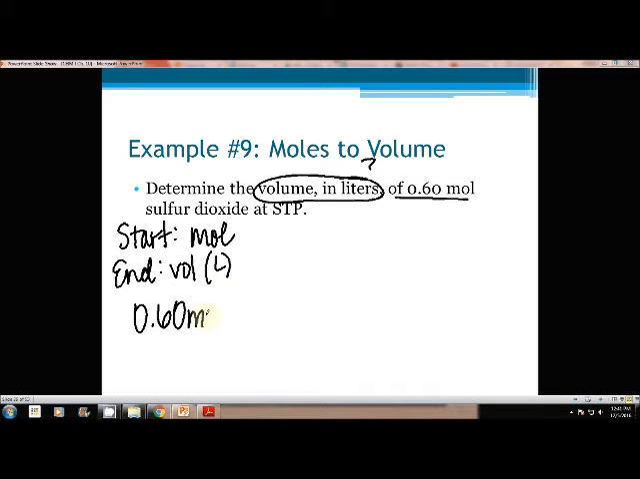0.60 moles over 1. Okay. And then we look to our mole map to figure out what comes next. So Thomas and Chase, when I'm looking here and I'm starting in the mole circle and going up to volume, which arrow do I use on the mole map? So I use the 22.4 on top. Okay.